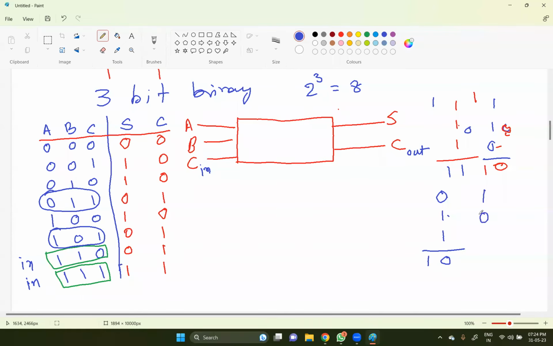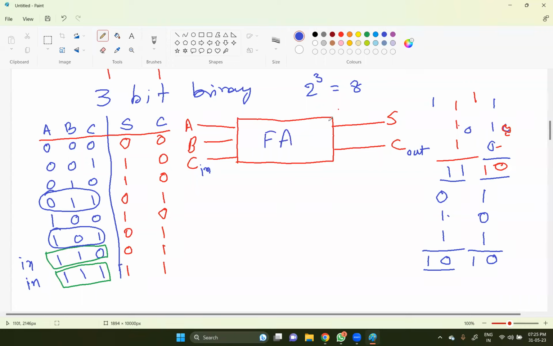Similarly, if you take 1 0 1 as an example, 1 plus 0 is 1, and 1 plus 1 gives sum 0, and the carry goes directly to the output here. So in these two cases the carry goes directly to the output, and in these two cases the carry goes in as input, and based on that it is added. These are the very important points to understand about the full adder.